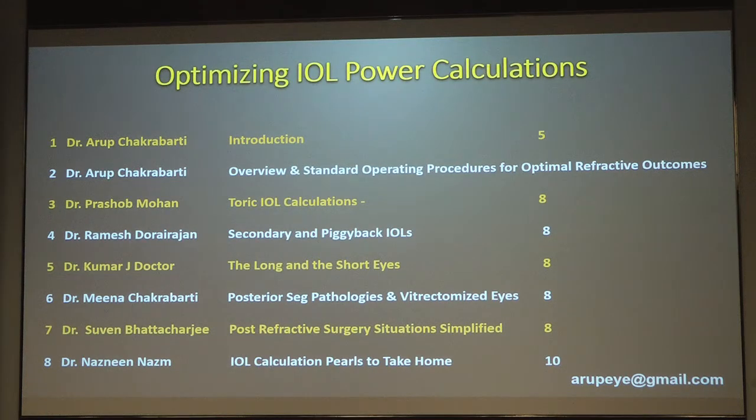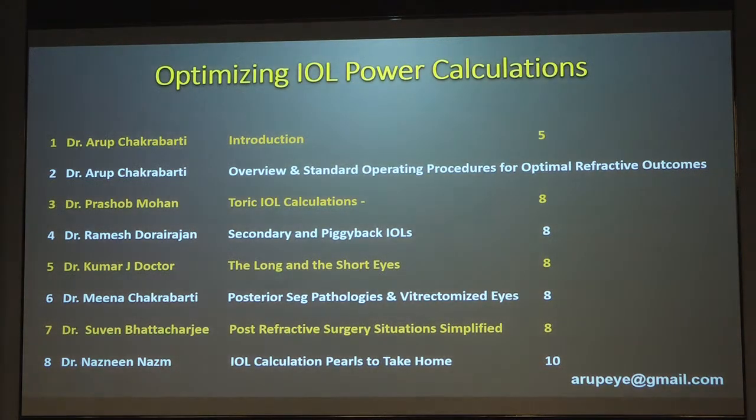Now, after this introduction and my talk, we'll follow this sequence of topics, though we may not follow the exact order because some speakers have to go to other halls. We'll talk about toric calculations, then we'll move on to secondary and piggyback intraocular lenses, the long and the short eyes, posterior segment pathologies and vitrectomized eyes, and post-refractive surgery situations simplified. Finally, we'll have the whole session summarized by Dr. Nazneen with the take-home points towards the end of this course.